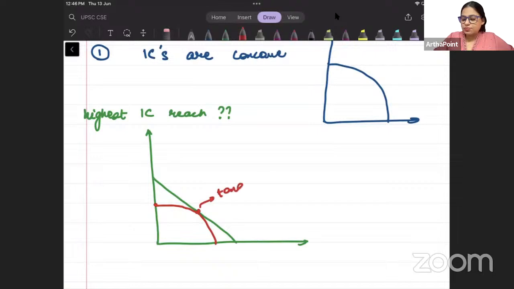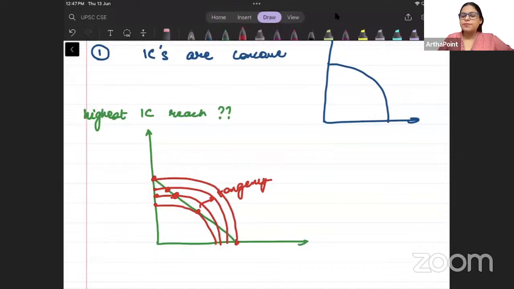You're meeting at the point of tangency. But is this the highest indifference curve you can reach? No, I can go higher. This is also within my budget. It is touching the budget line. I can go higher. This point also touches my budget line.